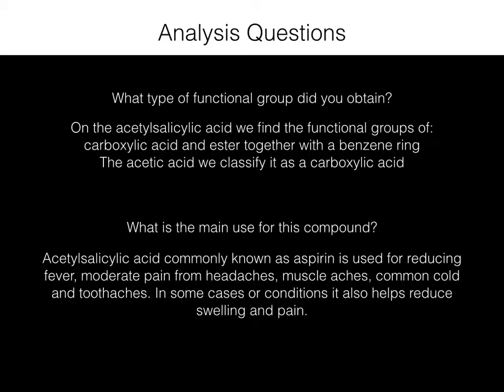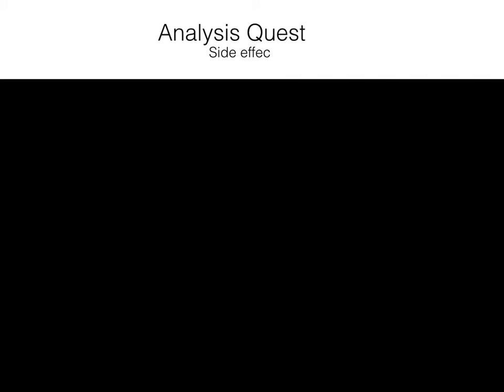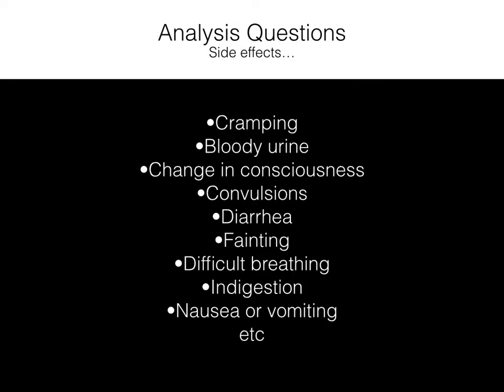And what is the main use for this compound? Well, acetylsalicylic acid is commonly known as aspirin and is used for reducing fever and moderate pain from headaches, muscle aches, common cold, and toothaches. In some cases or conditions, it also helps reduce swelling and pain. Side effects: it can cause cramping, bloody urine, changes in consciousness, convulsions, diarrhea, fainting, difficult breathing, indigestion, and nausea or vomiting.